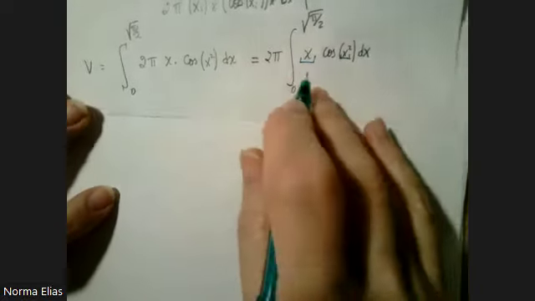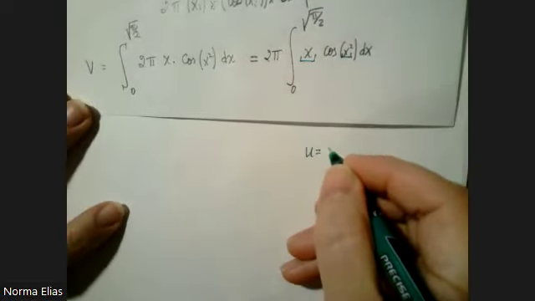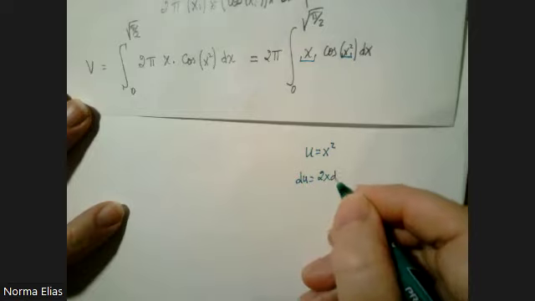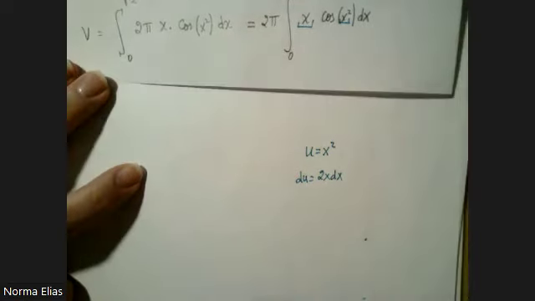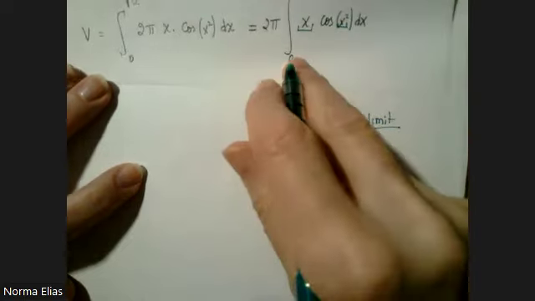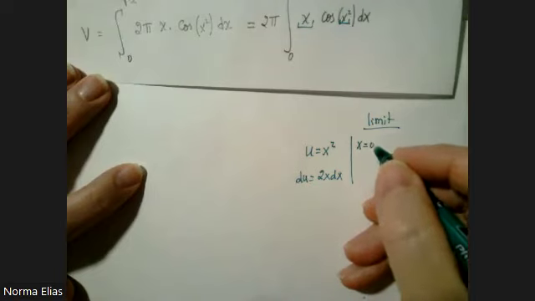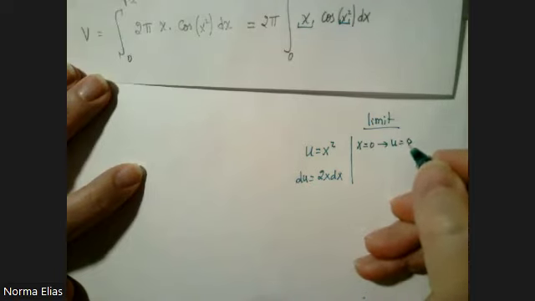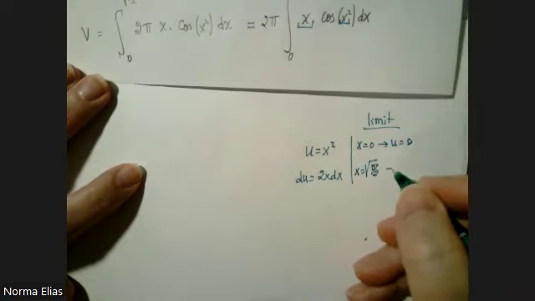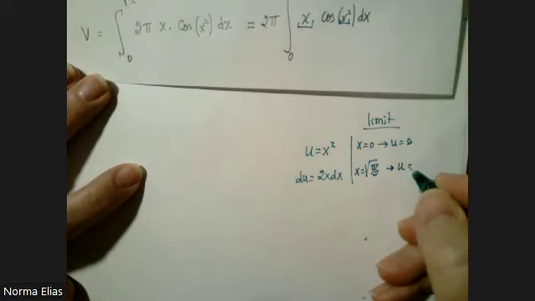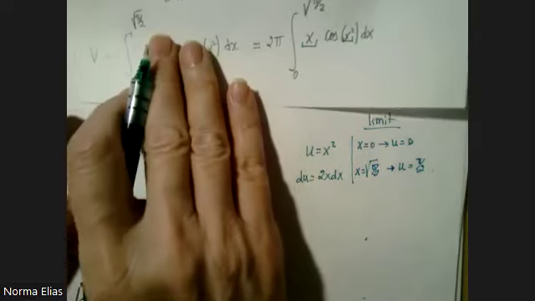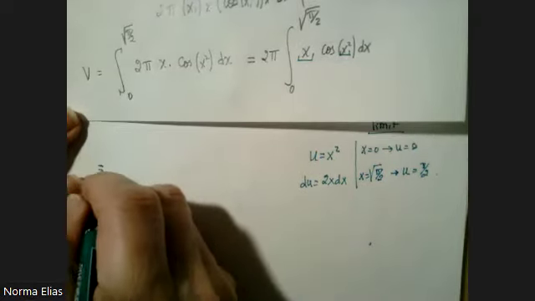Okay. So we're going to set u equal x squared. The du is 2x dx. Now I'm going to change my limits. If x is 0, my u is 0. If x is the square root of pi over 2, my u is simply pi over 2.